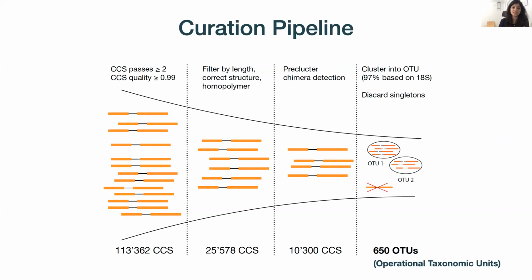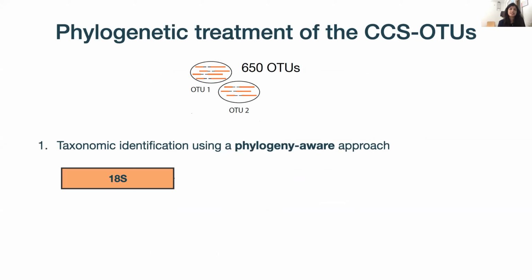And we then clustered these sequences into OTUs based on 97% similarity based on the 18S gene. And then after discarding singletons, we were left with 650 OTUs, or operational taxonomic units. These 650 OTUs were then treated in a phylogenetic framework. And the first thing we did was to assign taxonomic labels to these OTUs. For this, we used only the 18S part of the gene, and this is because the reference databases are so much more comprehensive for 18S than they are for the 28S gene.